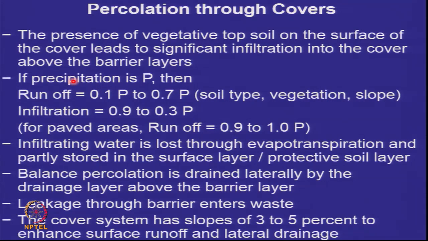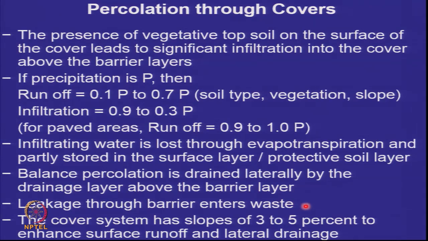But if precipitation is falling on gravel, what will happen? It's coarse-grained. Vegetation cannot grow on gravel. The water will go in. So depending on the soil, you will have infiltration which may be 90% to 30% of the precipitation. For paved area, as I said, all the water runs off. And infiltrating water is lost through evapotranspiration and partly stored in the surface layer and the protective layer. Balanced percolation is drained laterally.